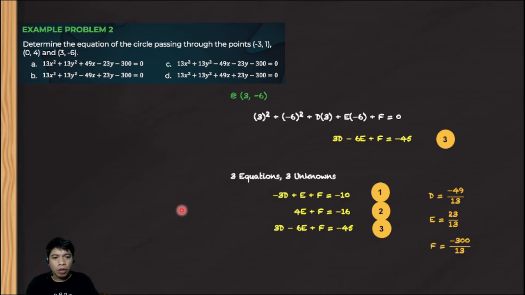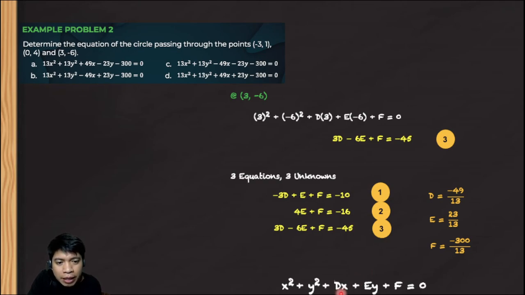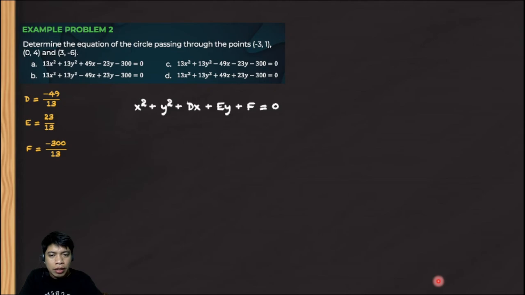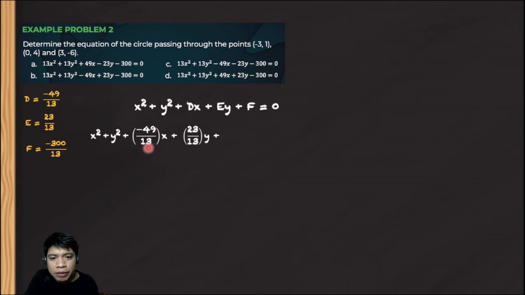And of course, all we need to do now is to substitute this value sa ating original na general form, na x squared plus y squared plus dx plus ey plus f equals to 0. So yun yung gagawin natin guys, no? So, substitute lang guys, no? So again, ito na yung gagawin natin, no? Yung d natin guys is negative 49 over 13. So yun, substitute natin dito. Yung e is 23 over 13, okay? And then yung f is negative 300 over 13.